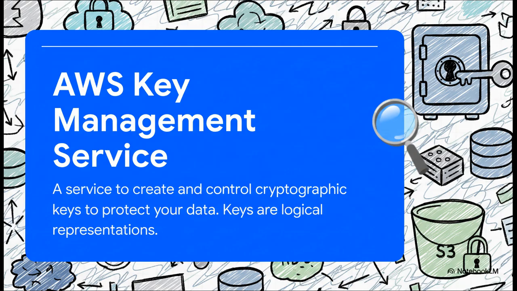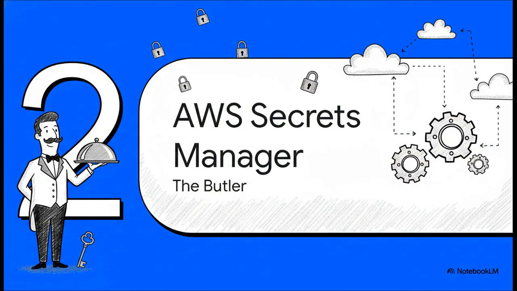All right, so if KMS is our key keeper, then AWS Secrets Manager is, well, think of it as your application's personal butler. It's not forging the keys, but it is the one responsible for safely holding onto sensitive info and delivering it right when your application needs it.